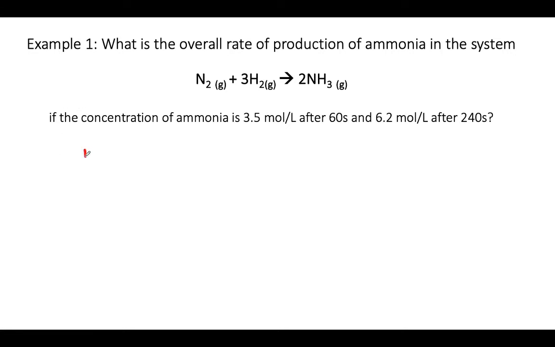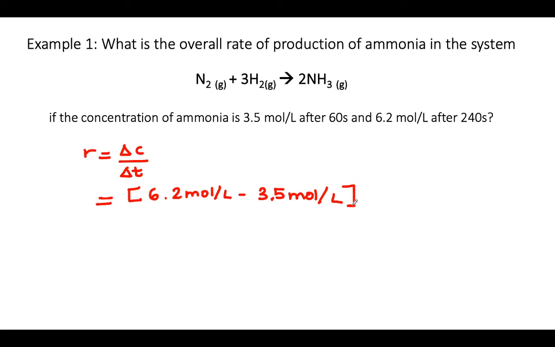And remember that rate is the change in concentration over the change in time. And that works here because I'm given two values of concentration and two values of time. So I can find the change in concentration and I can find the change in time. So let's start with the change in concentration. It starts off as 3.5 moles per liter. And then after 240 seconds, it's 6.2 moles per liter. So all I have to do is subtract 6.2 moles per liter minus 3.5 moles per liter in order to figure out the change in concentration.